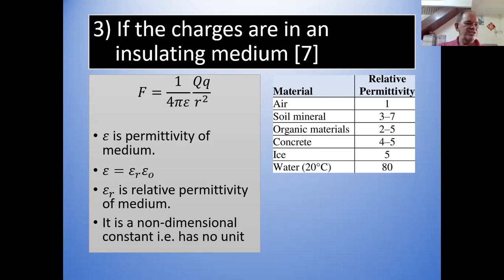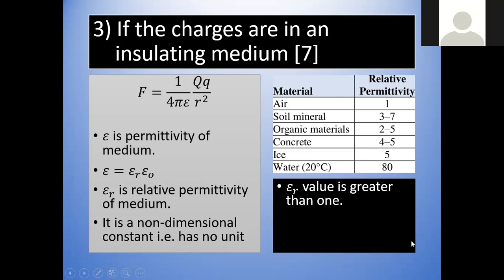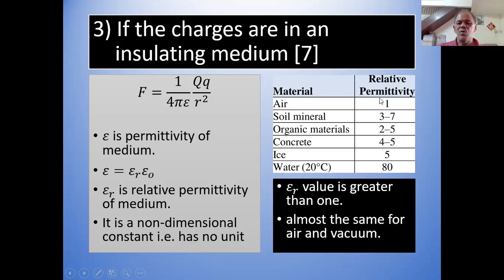Okay, in 10 minutes we have to change to another Zoom. And you need to note that epsilon r is always greater than 1, in case you're asked. Greater than 1. And then air and vacuum is the same, 1. So this epsilon is a different one. Before that it was epsilon naught for air or vacuum. Almost the same value.